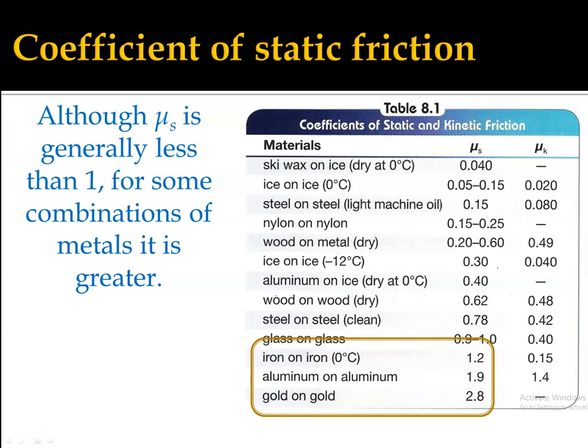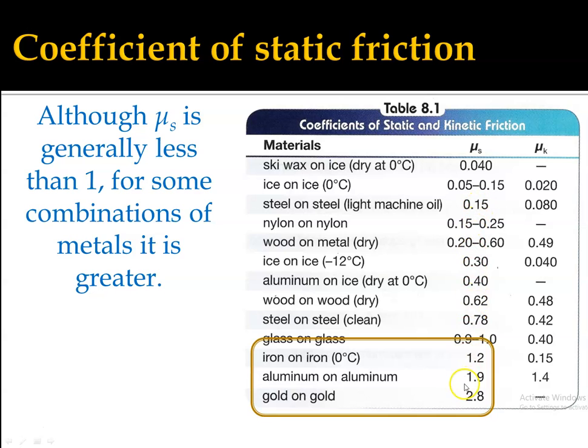Although the coefficient of static friction is generally less than 1, for some combinations of metals it is even greater. Now, I want you to take a look at these values. These are values that are probably experimentally derived. This shows the coefficient of static friction. This shows the coefficient of kinetic friction. And note that all these values for kinetic friction are smaller than all of these values here. And that makes sense.